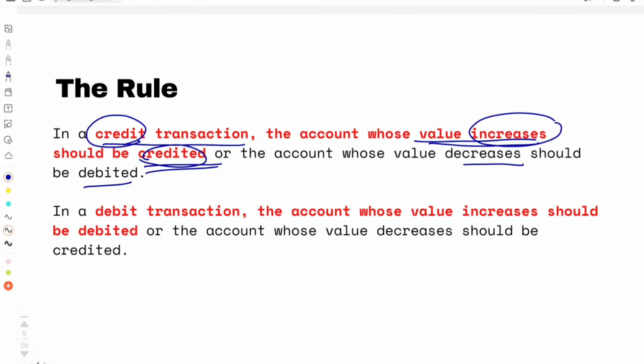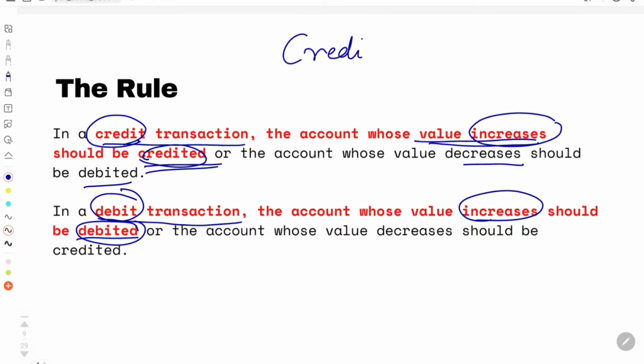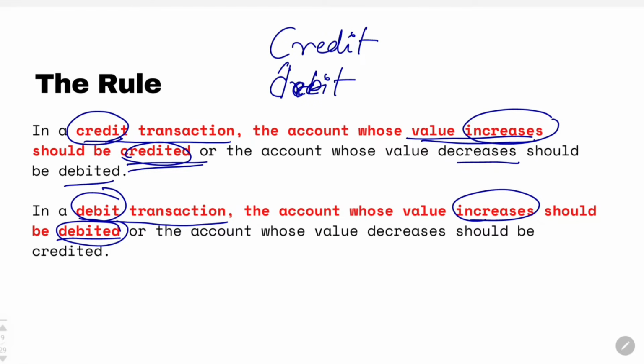or equity. Suppose you found out that your transaction is a debit transaction, then the account whose value increased should be debited. See, debit transaction, increasing value, debit. And if the account whose value is decreasing, it should be credited, just the opposite. So first find out credit transaction or debit transaction. If it is a credit transaction, the account's value which is increasing should be credited. If it is a debit transaction, the account whose value is increasing should be debited. Simple enough, right? That is the rule. That is the only thing that you have to remember.